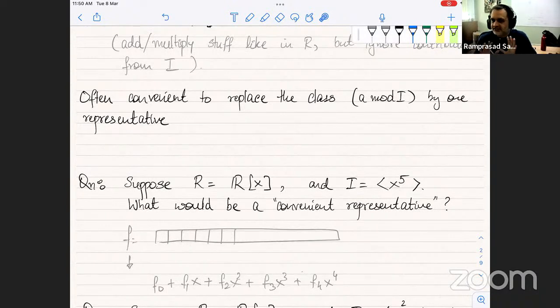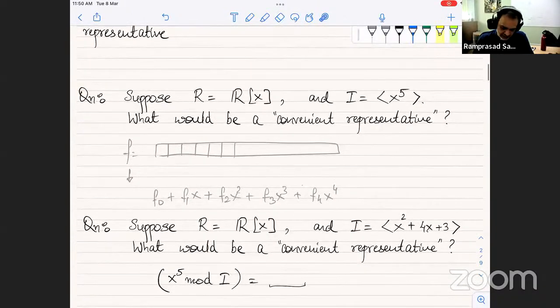So did that make sense? Okay, good. So this is what I mean by saying you choose just one convenient representative of the class, so that you can just deal with those representatives as opposed to the class in its entirety. Okay, good. So now let's do the following thing.